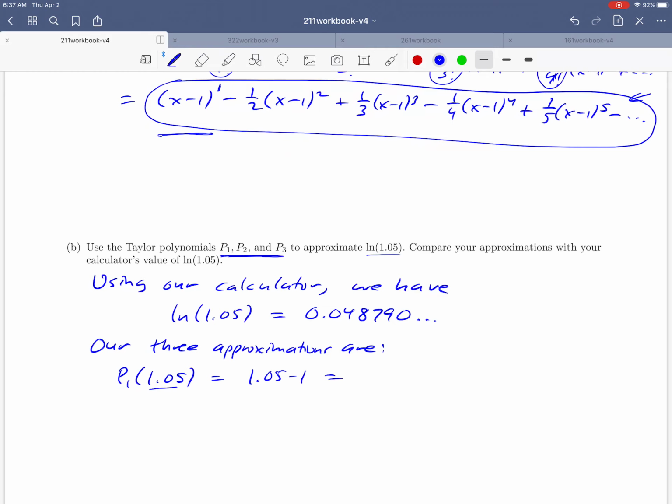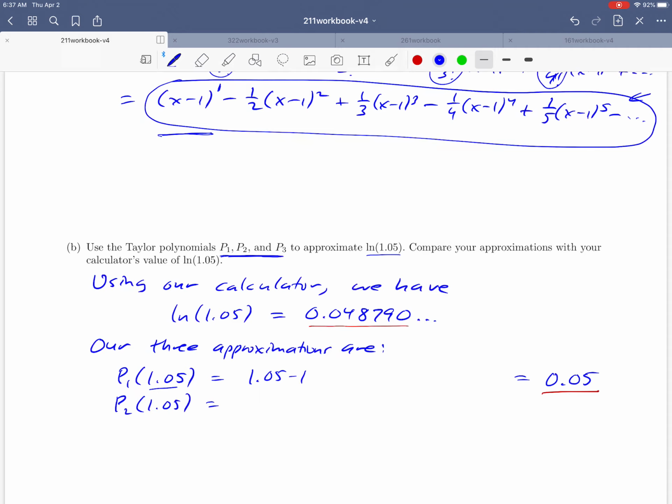Okay, what do we get if we do that? Just leave a little space maybe and put that way over here on the right. 1.05 minus 1 is just 0.05. That's our first approximation. Notice that it's already at least reasonably close to our calculator's answer. Okay, let's do P2 now. We'll hope that that approximation is even closer.